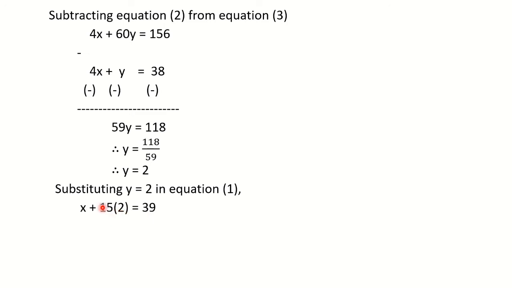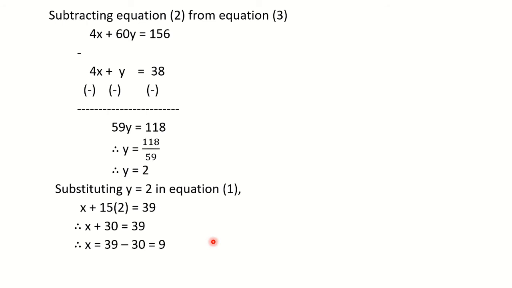15 twos are 30, which we can shift to the RHS and it will become minus. So we will get x is equal to 39 minus 30, that is 9. See, 15 twos are 30, so x plus 30 is equal to 39. And this plus 30 we are shifting to the right hand side, so it will become minus. So x is equal to 39 minus 30, that is 9. We got the values of both the variables as x is equal to 9 and y is equal to 2.